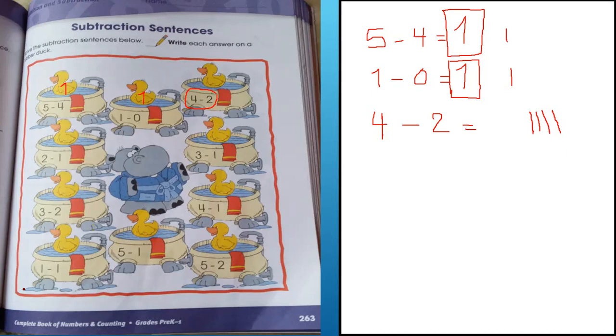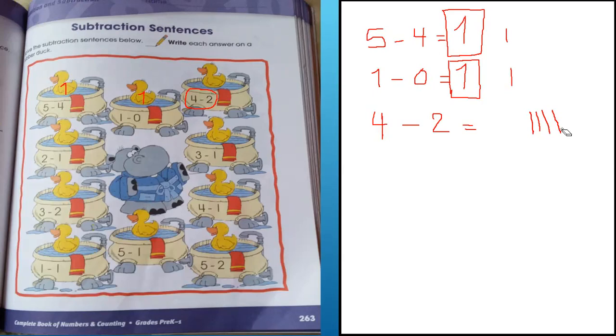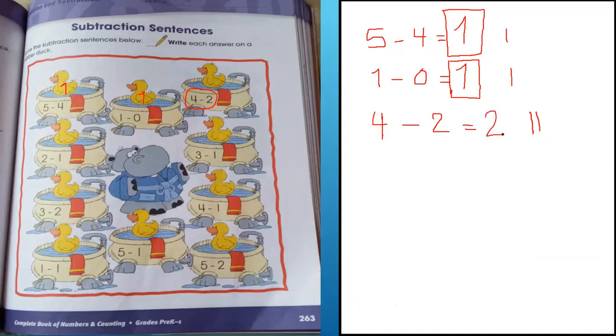How many lines do we have to take away, guys? ¿Cuántas líneas tenemos que borrar? How many? Okay, 2. We have to take away 2 lines, 1 with the eraser. With the eraser. 1 and 2. What is the difference? 2. Right, very good. Everybody writing the answer? The answer is 2.